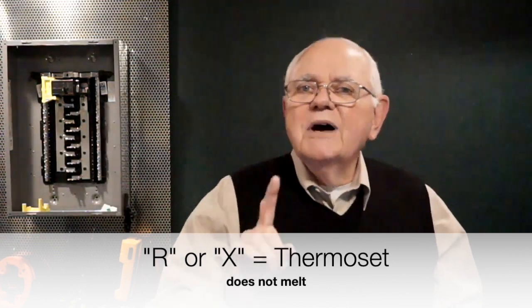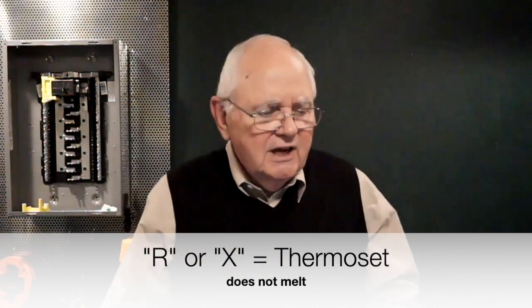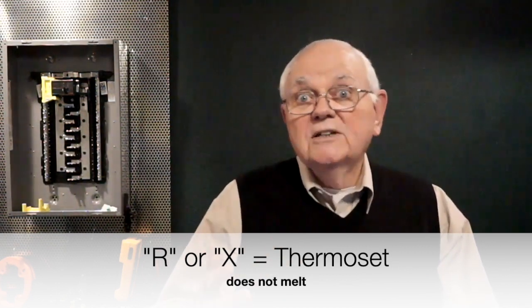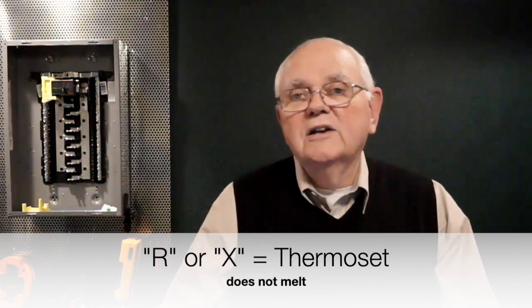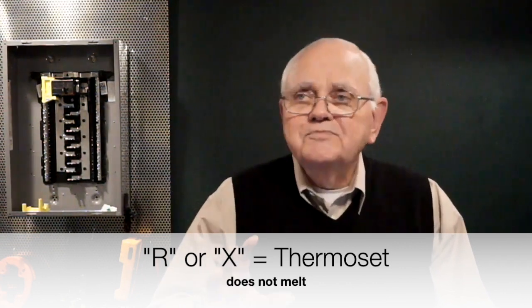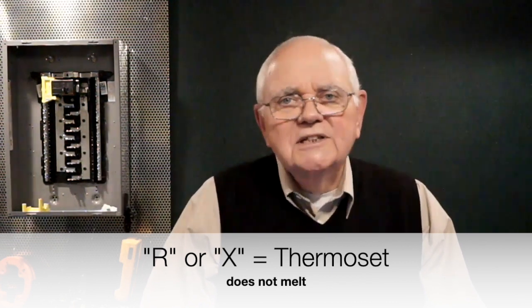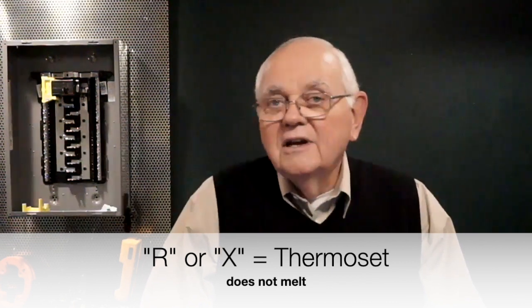Now, what's unique about the Thermoset insulation is that it only melts one time. So in other words, in the manufacturing process, it is melted and applied to the wire. However, it doesn't melt again. So when we use our Thermoset insulations on our conductors, it doesn't melt again.